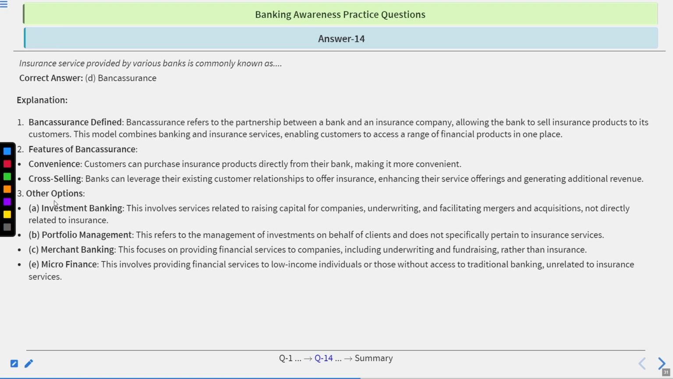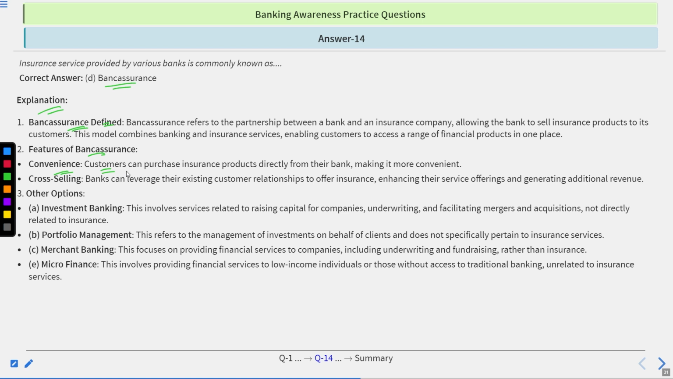Time's up. Correct answer is bancassurance. By explanation, bancassurance refers to the partnership between a bank and an insurance company, allowing the bank to sell insurance products to its customers. This model combines banking and insurance services, enabling customers to access a range of financial products in one place. Features of bancassurance: convenience.